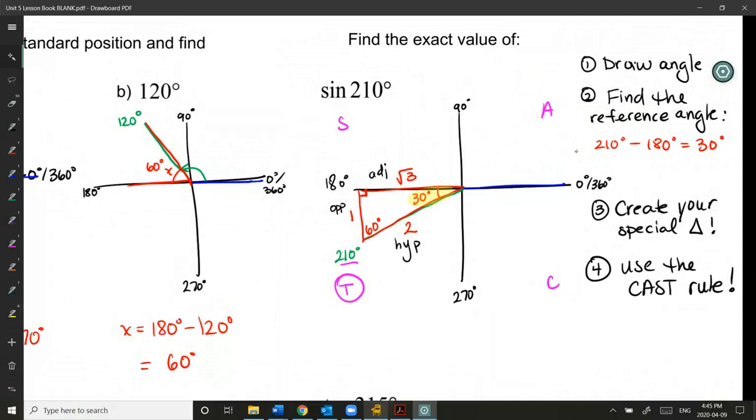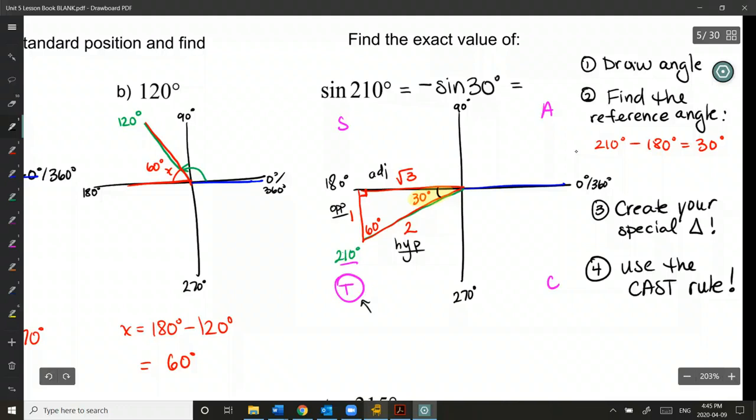So here's what we do, guys. If the sine of 210 is in that quadrant, I'm going to use the reference angle in the CAST rule to help me decide what the ratio is equal to and whether it's negative or positive. I know that this is going to be a negative value because we're taking the sine of something in the tan quadrant, and it's going to be equal to the negative sine of the reference angle 30. Okay, so sine of 30, this is opposite over hypotenuse, which is 1 over 2. And that is our answer.